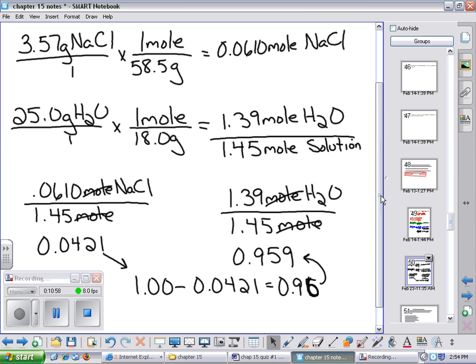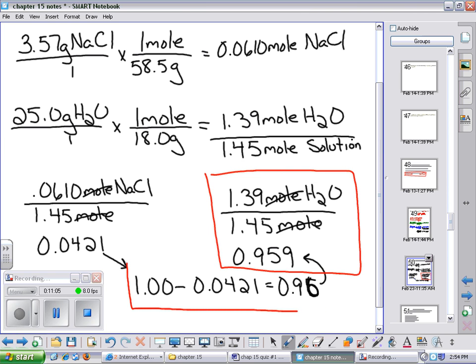So there's two ways that you can do it. You can find the mole fraction this way, or you can find the mole fraction of the water that way. So there's two different ways to do it. Once you have one, you can easily find out what the other one is by subtracting from 1.